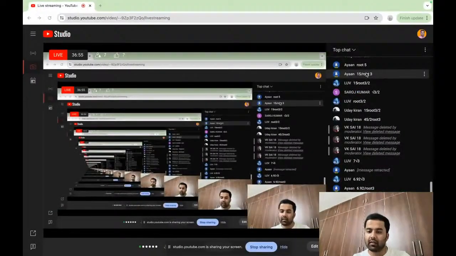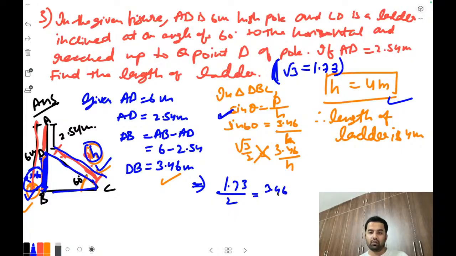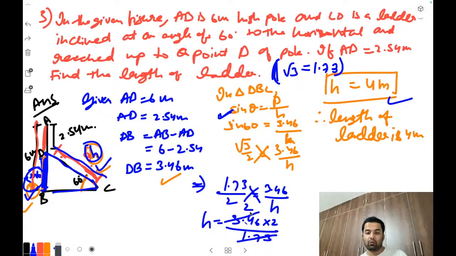Okay, Ayan wants me to do it. Okay, fine. Just let me mention here then. Root 3 value, what I told, 1.73, divided by 2 is equal to 3.46 by H. Cross multiply. H will come what? 3.46 into 2 divided by 1.73. Now check this out. This cancels out 2 times, and 2 into 2 becomes 4. Easy. Here I cancelled out 1.73 and 3.46 2 times, and 2 into 2 becomes 4. Is it okay, Ayan?